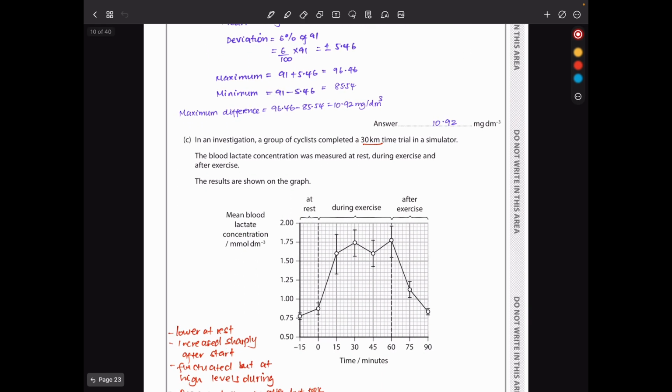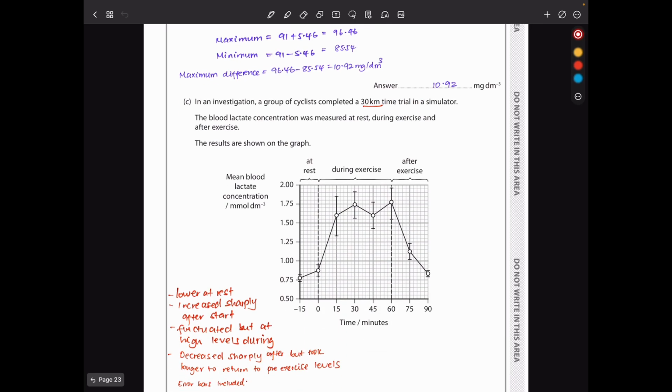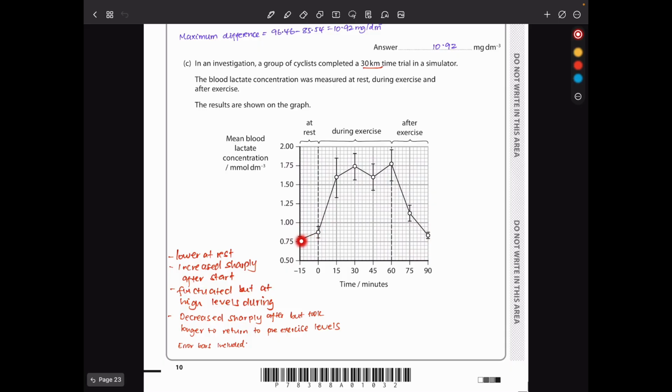Then in part C, in an investigation, a group of cyclists completed a 30-kilometer time trial in a simulator. The blood lactate concentration was measured at rest, during exercise, and after exercise. The results are shown on the graph. Before exercise, the lactate concentration was lower since there is less anaerobic respiration.